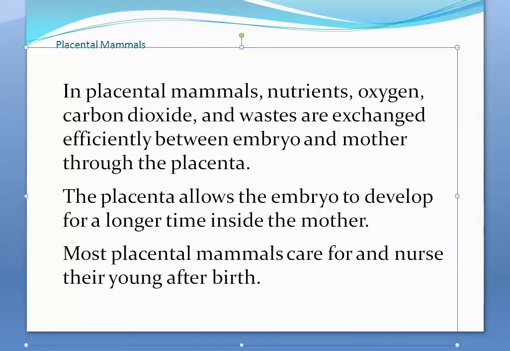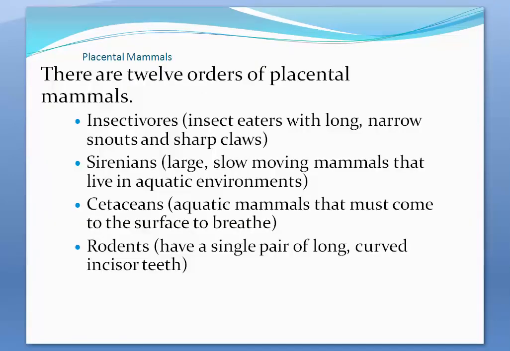So remember, the marsupials, they give birth at a very early stage of development, and it occurs outside the body. So in placental mammals, most of the development occurs actually inside of the mother's body. And then most placental mammals will care for and nurse their young after birth. And so we have 12 orders of placental mammals. So we have a bunch of different groups here.